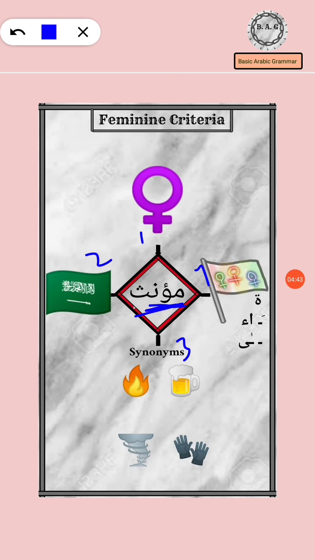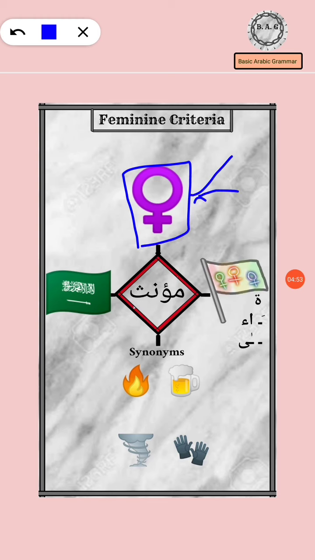How so? First of all, it could be an actual female or feminine, for example a human female, an animal female, or a jinn female. An actual female is obviously going to be mu'annath. Next, we see this flag here of the Kingdom of Saudi Arabia.